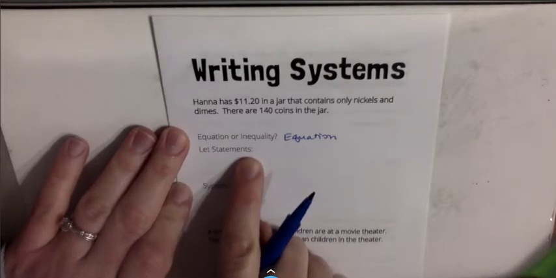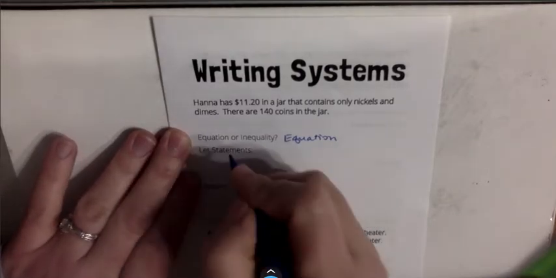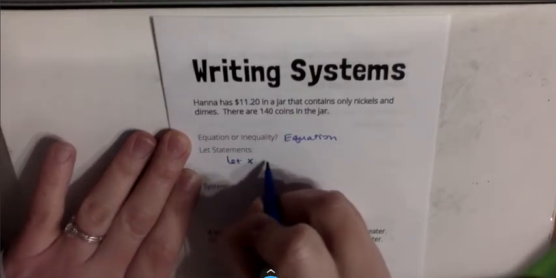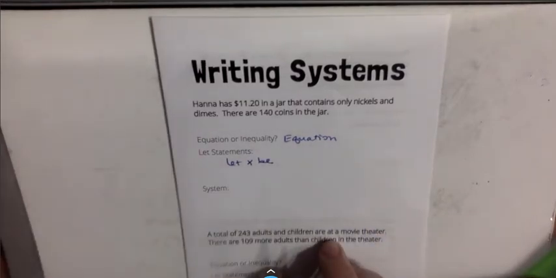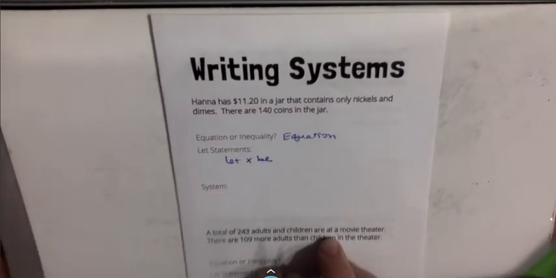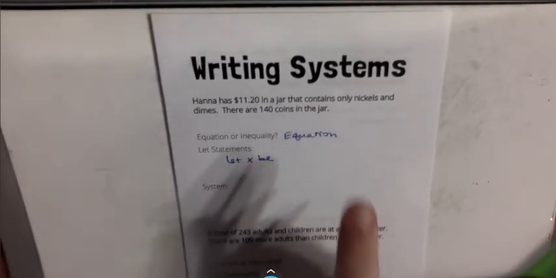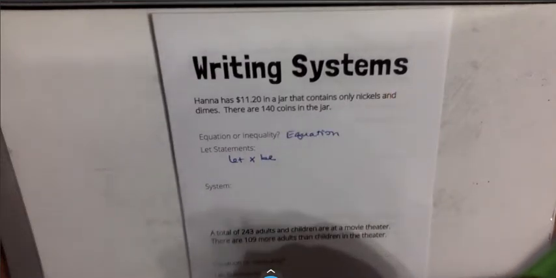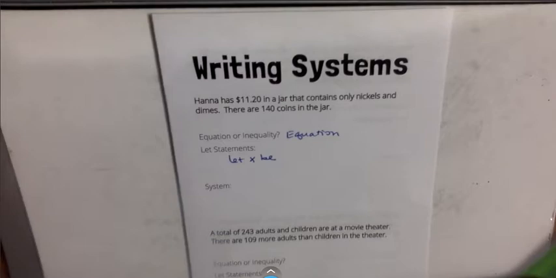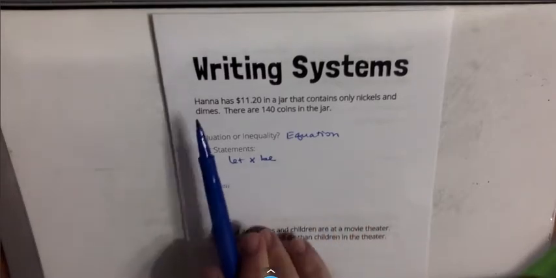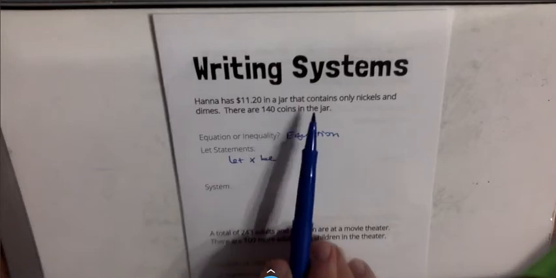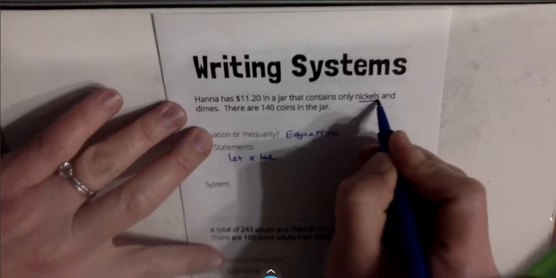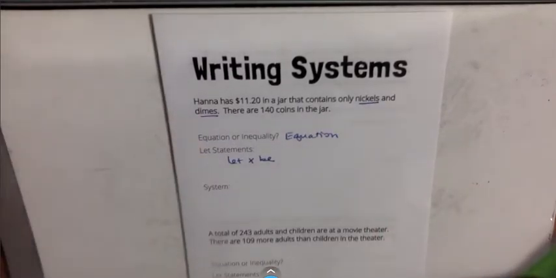Let statements: I want you to create variables, and we're going to say let x be, and it allows us to keep a little bit of organization here. We need to figure out what the variables are, and we're going to need two variables because we're going to create a system. That means we're going to have two equations that we're going to compare, and we're going to find out what x and y are. Our variables here are nickels and dimes.